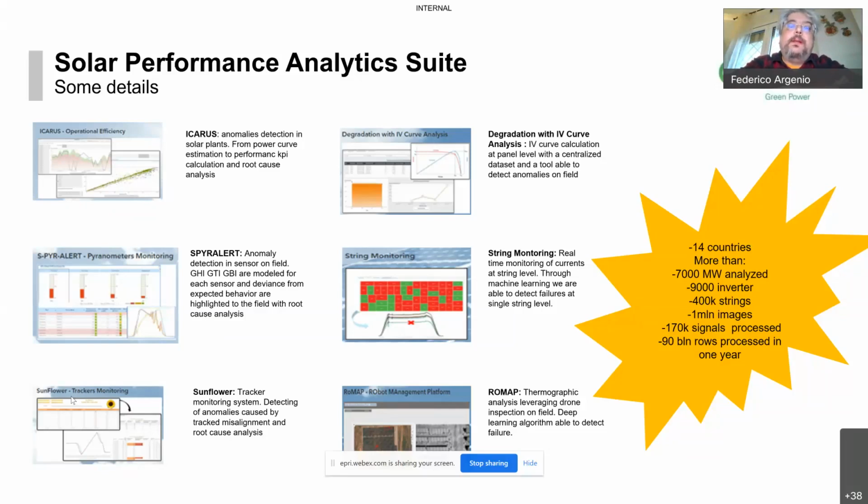The second tool that we created was named Speed Alert. This tool is related to a property of the solar technology. One of the weakest components of a solar plant is the pyranometer, the sensor that measures solar irradiance. Weakest means that it is required, with a certain periodicity during the year, to recalibrate it to assure that it works correctly.